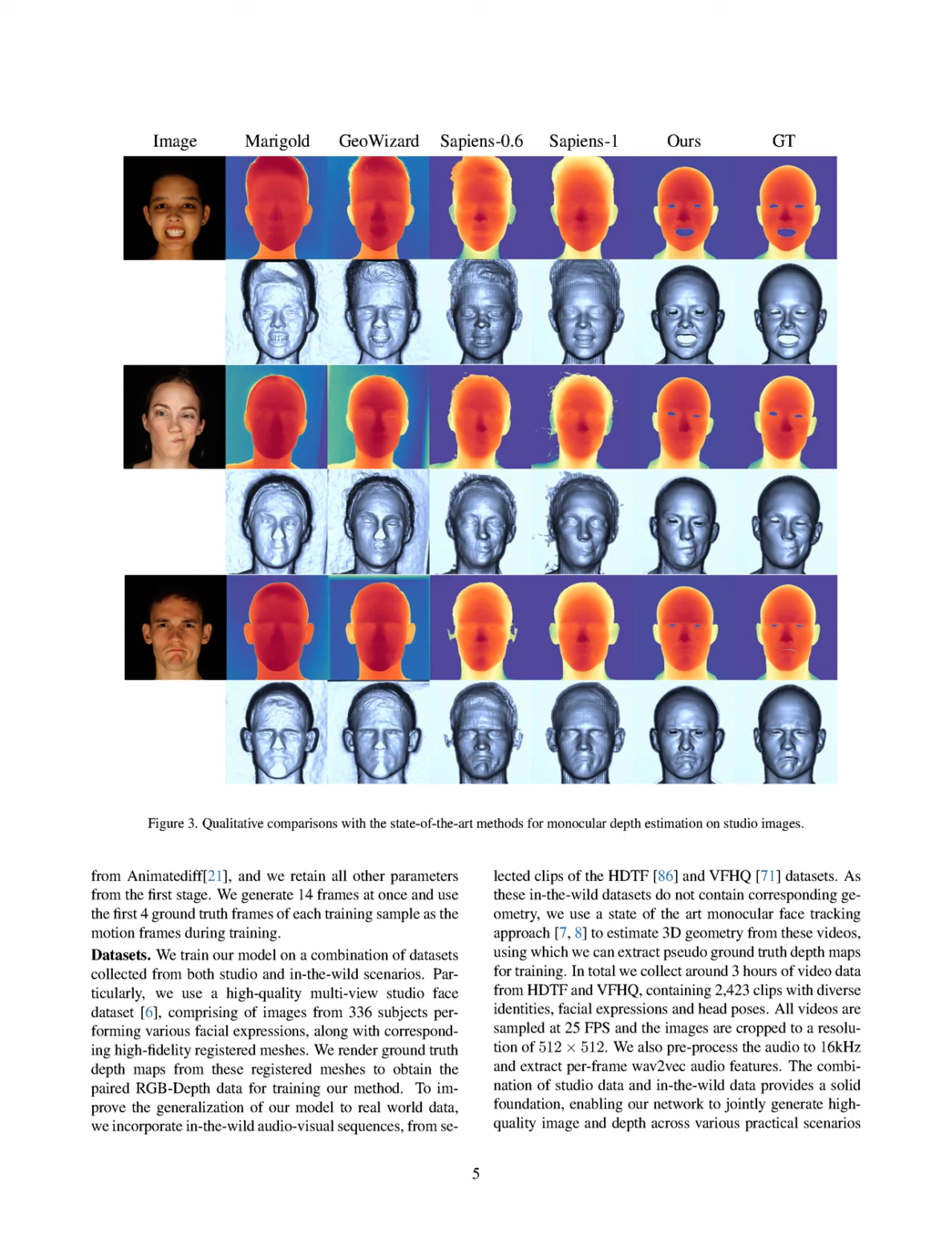We validated our method using a combination of datasets, including a high-quality multi-view studio face dataset with 336 subjects and corresponding high-fidelity registered meshes, which provided precise ground truth depth maps. Additionally, we incorporated in-the-wild audiovisual sequences from the HDTF and VFHQ datasets, where we estimated pseudo-ground truth depth maps using a state-of-the-art monocular face tracking approach.